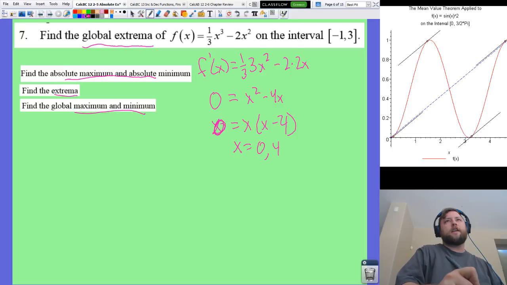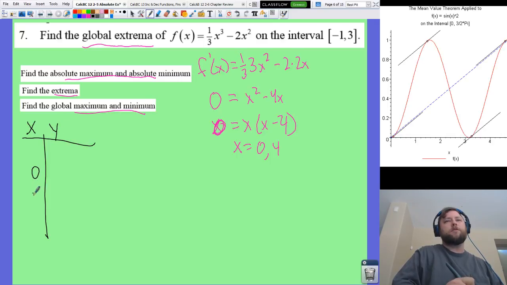Now I have to check which is actually an absolute max or min, so I'm going to create a table. I like just doing an xy table just like this. Oh, and then we have this interval from negative 1 to 3. Uh-oh, there's a problem here. That 4 was a critical number, but it's outside the interval from negative 1 to 3, so that's actually not on my list. Only the 0 is.